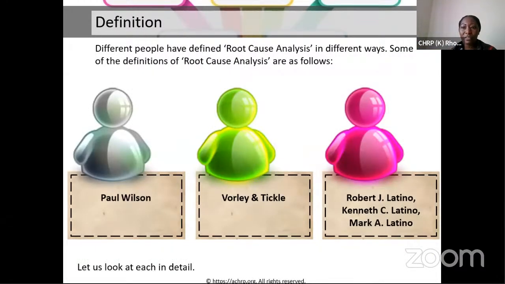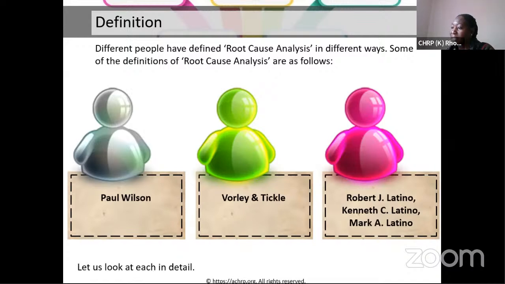So different people have defined root cause analysis in their own different terms, depending on their experience. And they're trying also to look at it from a very applicable position. So the first person to define root cause analysis is Paul Wilson. Paul Wilson is the founder of the cause and effect diagram, or what we call the Fishbone Diagram, and we'll see how he has defined this.